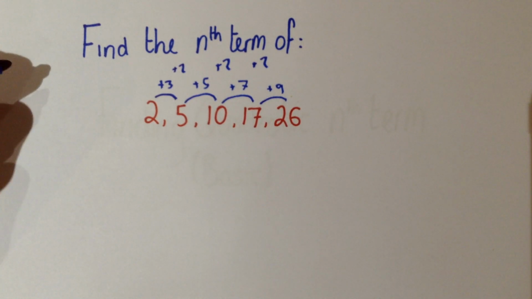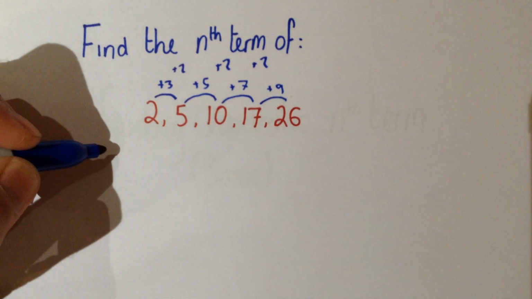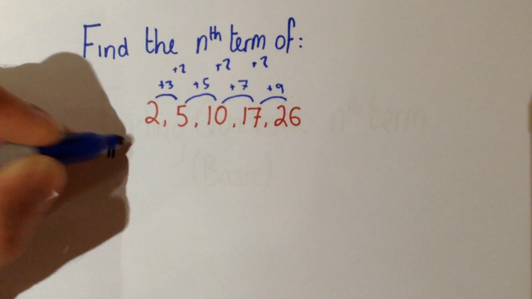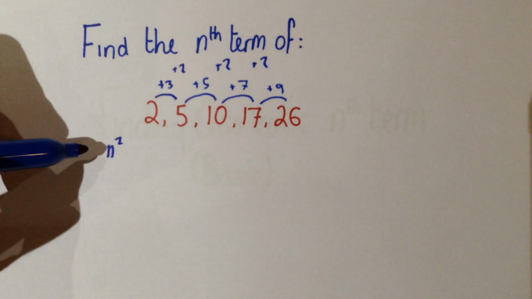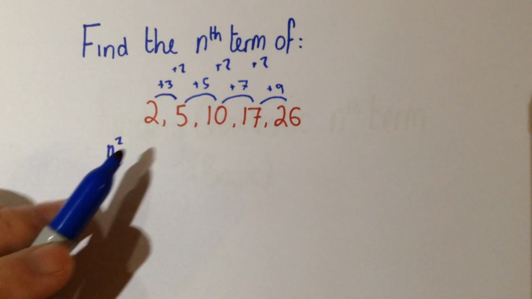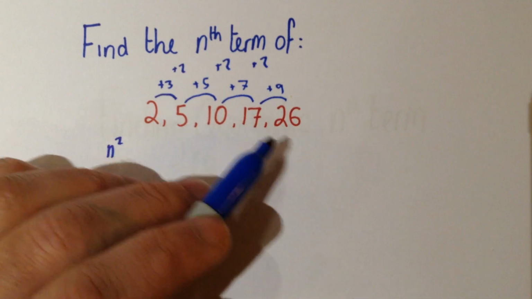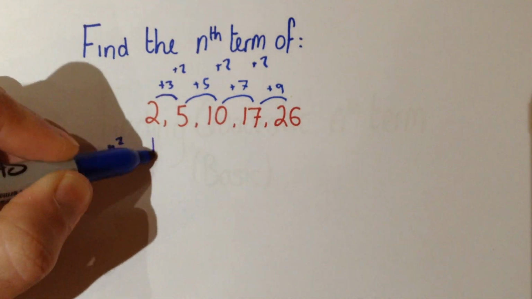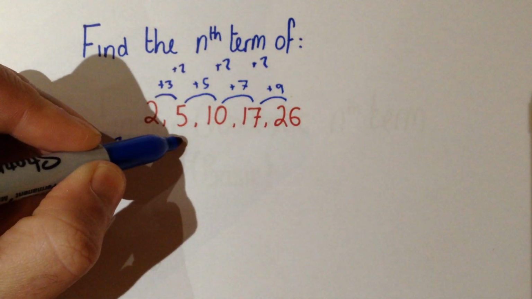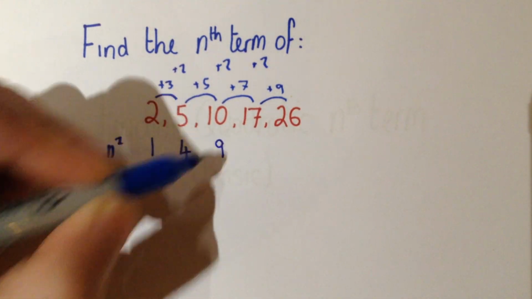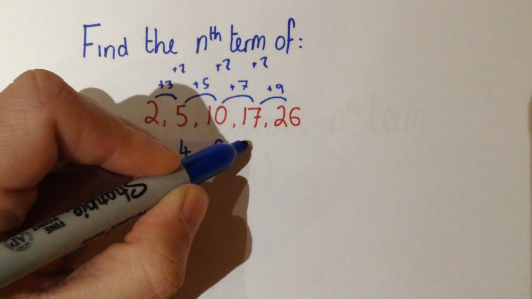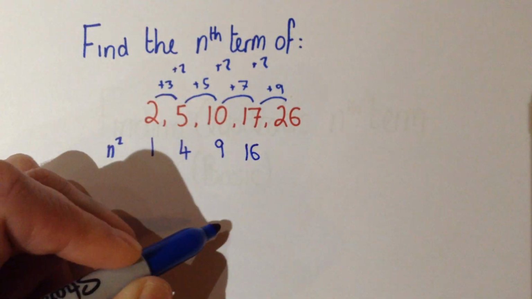Now, a quadratic sequence has the following property, that it is linked with n squared. So in other words, linked with the squared numbers. So just like with a linear sequence, we actually write down underneath the squared numbers. So 1 squared is 1, 2 squared is 4, 3 squared is 9, 4 squared is 16, and 5 squared is 25.